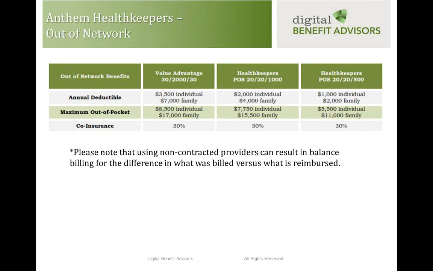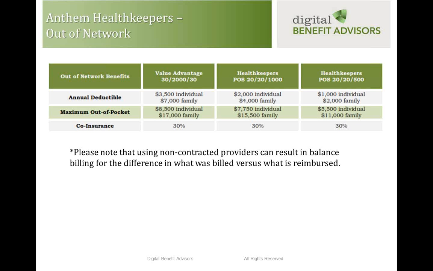We always like to go over out-of-network benefits because I like to differentiate kind of what this means. Yes, you do have some out-of-network benefits. I will tell you that Anthem Healthkeepers Network in Virginia is extremely robust. You have 95% of facilities, 92% of doctors. You should not have an issue finding an in-network provider. However, if you have a provider that maybe they don't take insurance, for whatever reason, they don't participate with Healthkeepers, but you really want to go to that provider, you do have some out-of-network benefit.